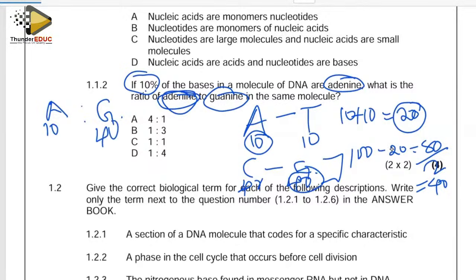Are you seeing it? Now I have to look for the simplest ratio. What am I going to divide by? To get the simplest ratio, I'm going to divide by 10. I'm going to get 1 here, and 4 here. So do you have that ratio? What is the answer? D. So D becomes the most correct answer.